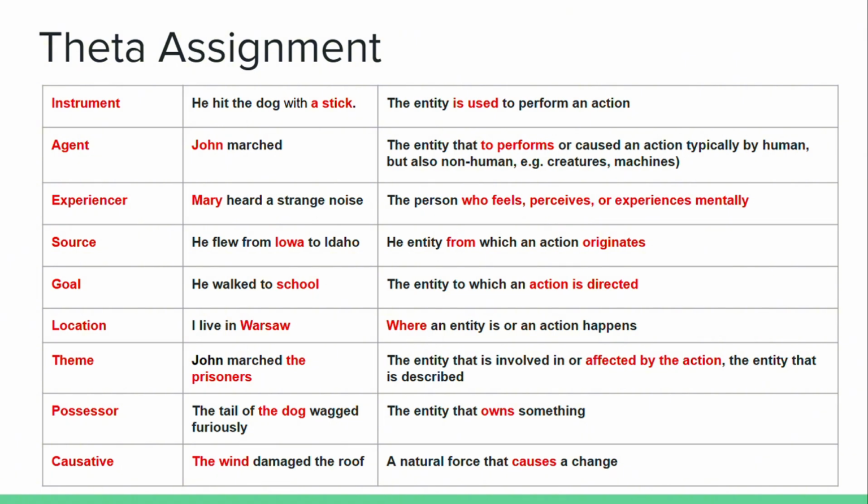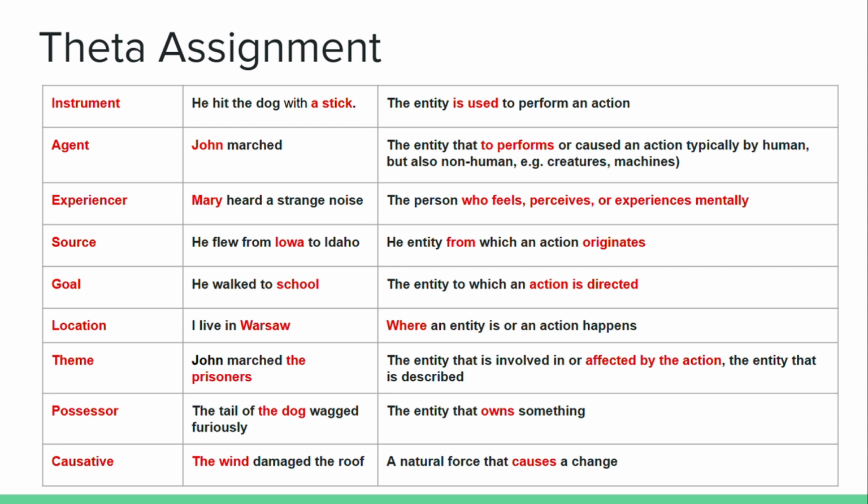Let's look at the term location. The sentence, I live in Warsaw. Here, the noun Warsaw is assigned the theta role of location. The term location is defined as where an entity is or an action happens.